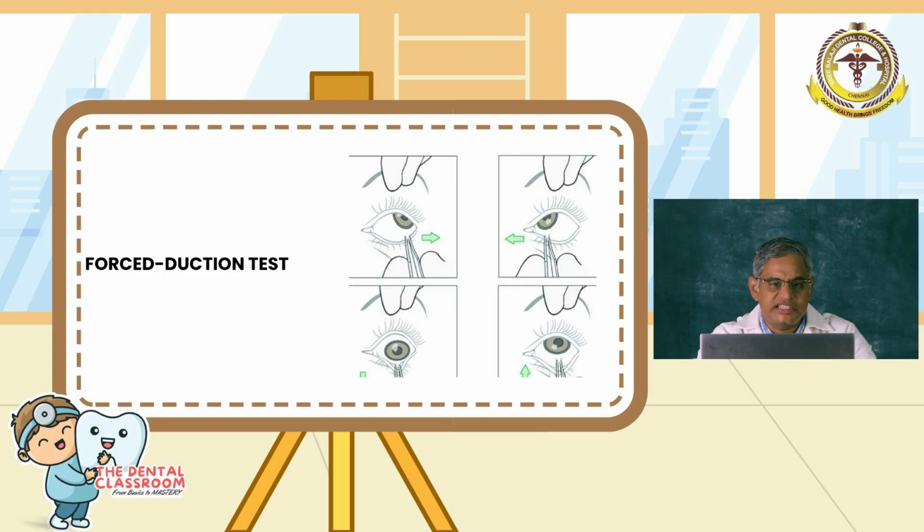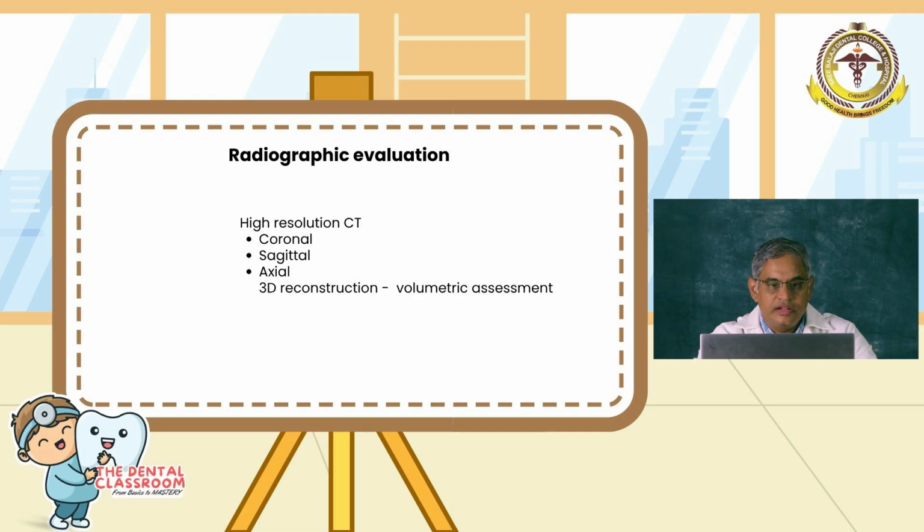Forced duction test is done on the lower eyelid to check for ptosis, epiphora and other ligament tear in the complications of orbital fractures. Radiographic evaluation: high resolution CT, coronal, sagittal, axial, 3D reconstruction, volumetric assessment.